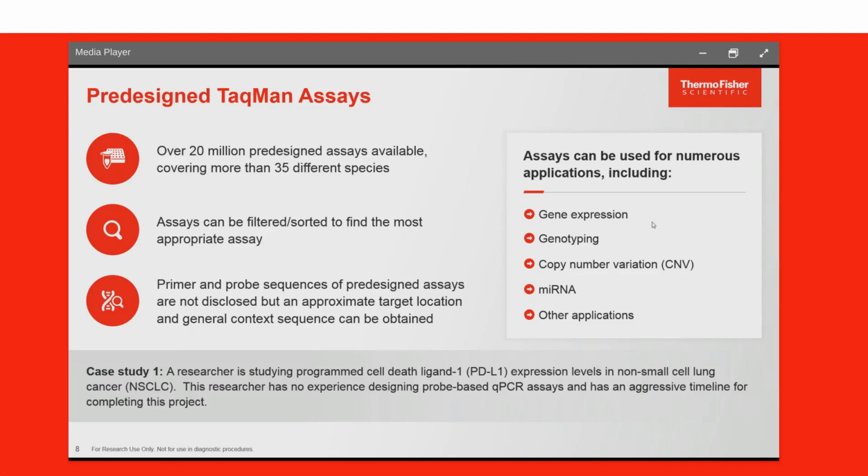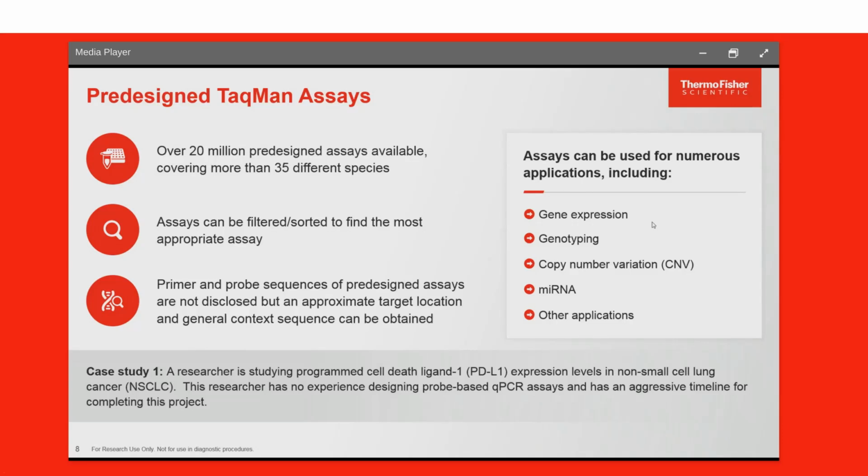And one thing that's important to know about these pre-designed TaqMan assays is that the primer and probe sequences will not be disclosed if you purchase any of these off-the-shelf assays. However, even though you won't receive the primer and probe sequences, you'll receive a general context sequence, referred to as a padded amplicon sequence, which will give you a pretty good idea of where the primers and probe are annealing to the transcript or to the genome, and it will give you the amplicon context sequence within that padded amplicon sequence. So let's look at case study 1 here.